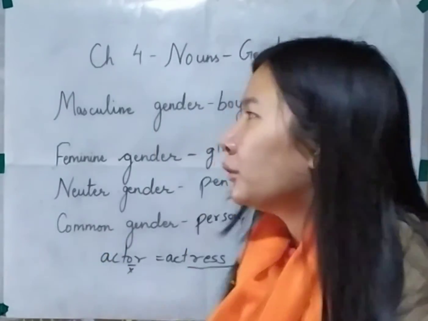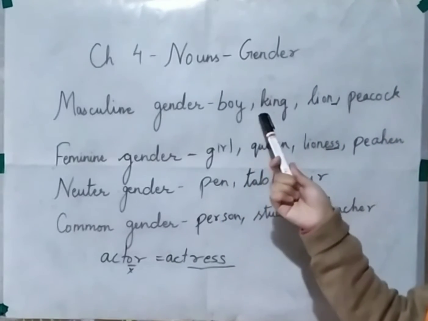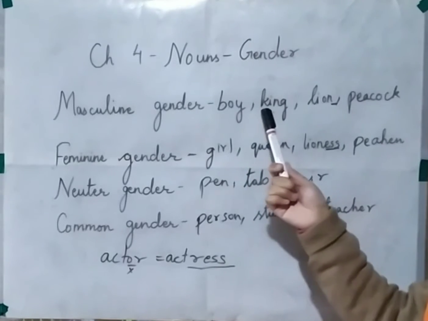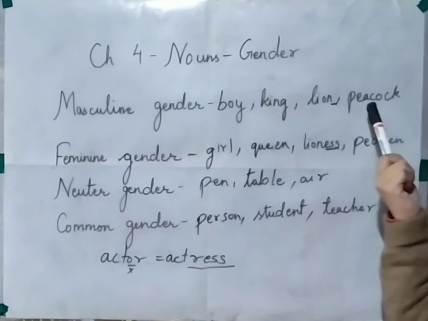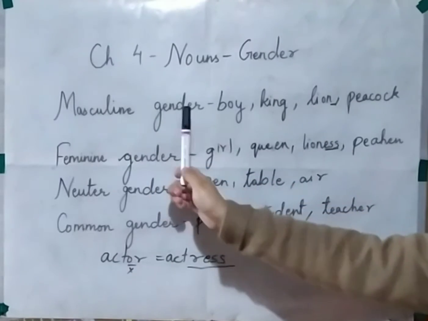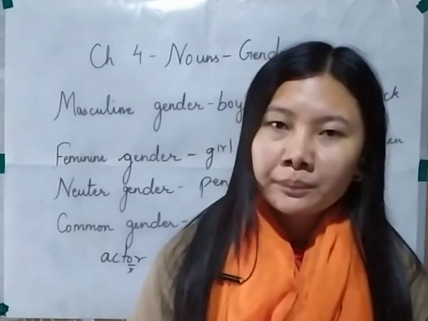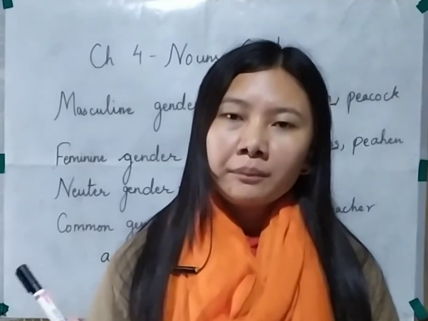So over here on the board also I have written the examples. You can see boy, king refers to what? These nouns refer to male persons, and nouns like lion, peacock refer to male animals. So these are examples of masculine gender. So you need to remember that if there's a noun that refers to a male, then that noun is going to be counted under which gender? Then that noun will come under masculine gender. So now let's read further.